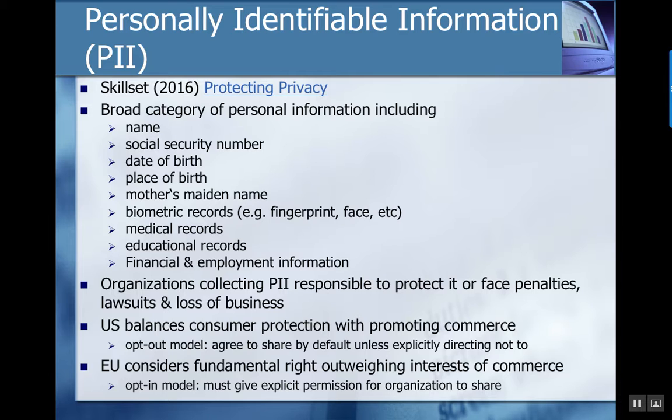All right, so it's an opt-in model. You must give explicit permission for organizations to share information. So the question is, which one's right, which one's wrong? It's not quite as simple as that. Particularly as technology and the ability to use more information continues to evolve and grow, the question becomes, should there be a shift from an opt out to an opt in?